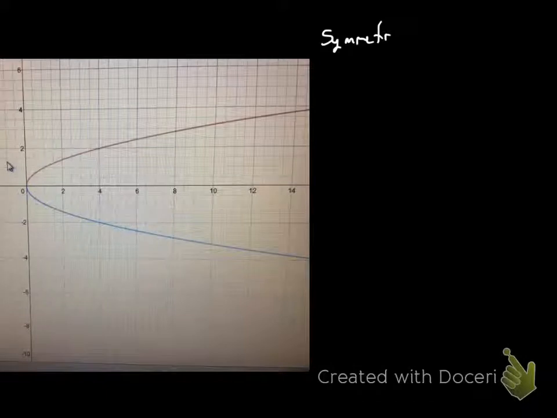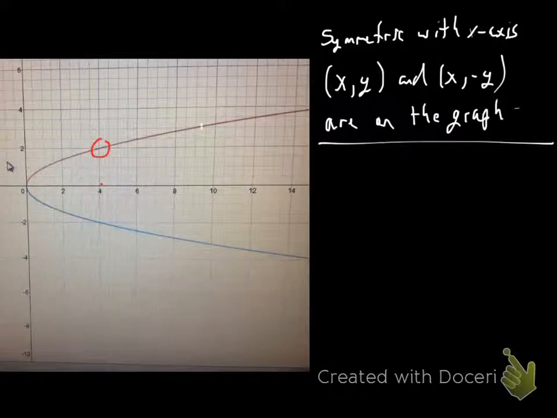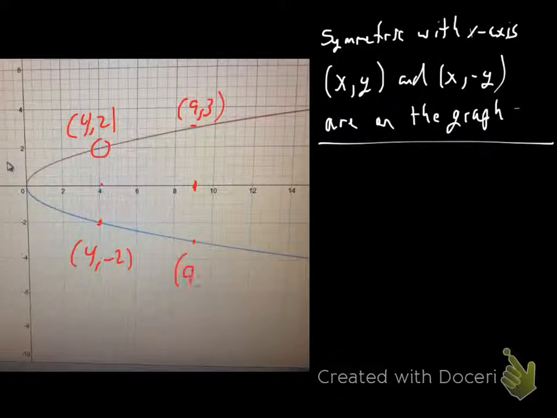Now the last one we will look at is, it's not going to be a function, but it's going to be symmetric with the x-axis. So what I'm going to look for is x, y and x, negative y are on the graph. And this one, you see, if we fold it in on itself, kind of like hamburger style, it's going to line up with itself. So that's characteristic of symmetric with the x-axis. So what I'm going to find here is I'm going to find 4, 2, and 4, negative 2 are both on the graph. So that fits that x, y and x, negative y. And I'll also find 9, 3, and 9, negative 3 as another pair of points.